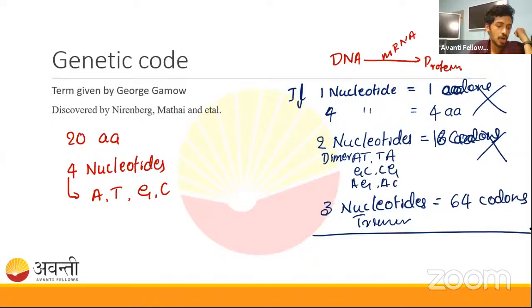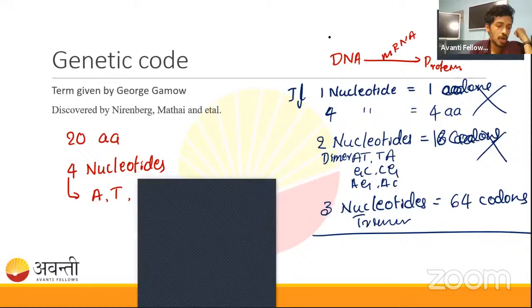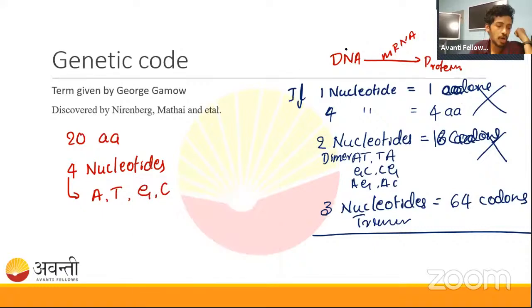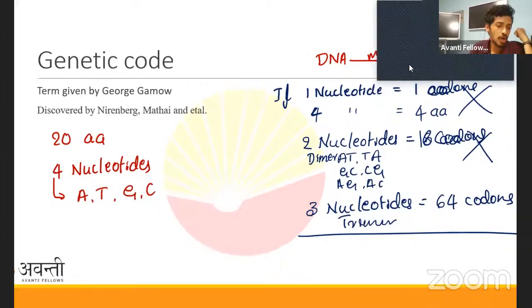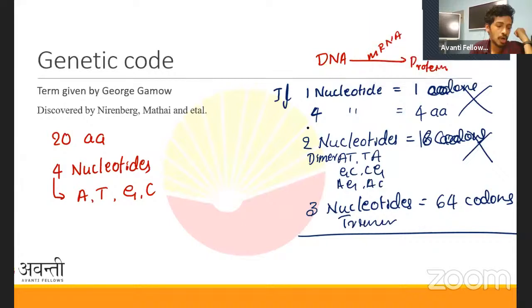Then we come to know that, okay, three nucleotides are probably the answer, because these three nucleotides will give rise to 64 codons. They thought so. Okay, so then what happened? Then they told that this is the thing, three nucleotides, which will give us 64 codons.